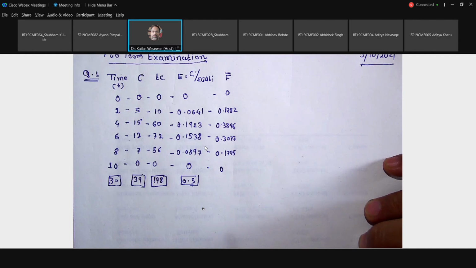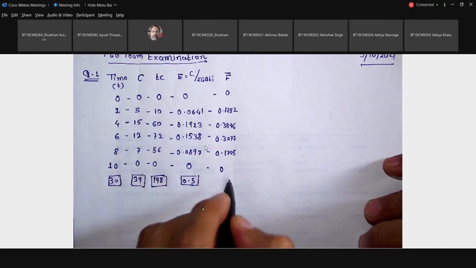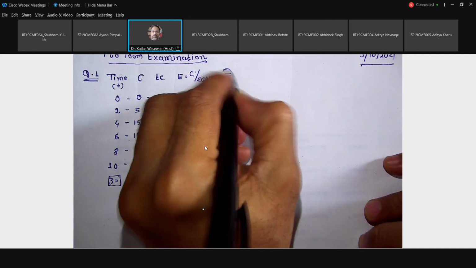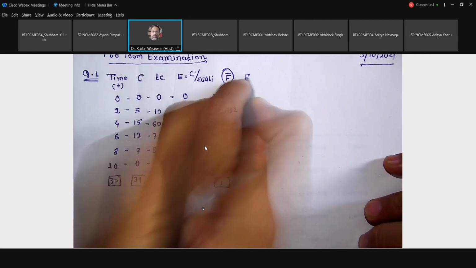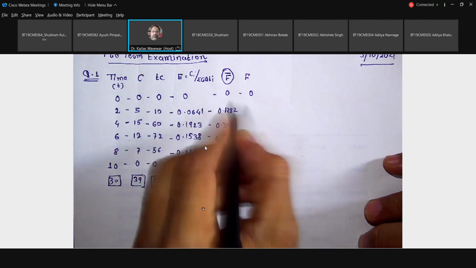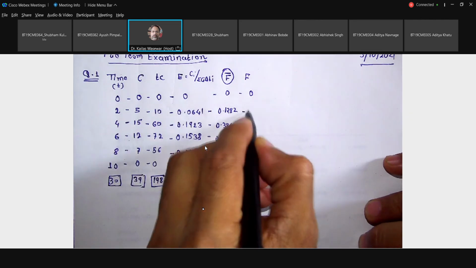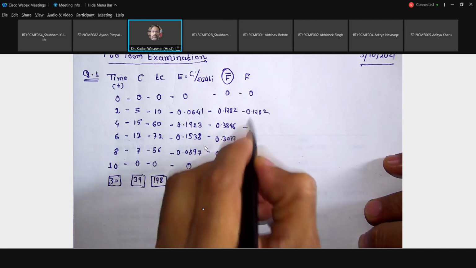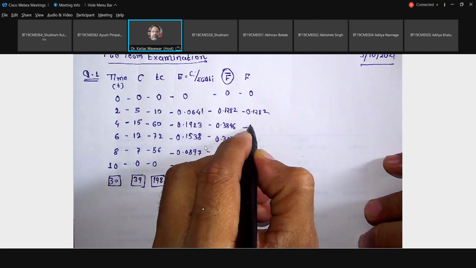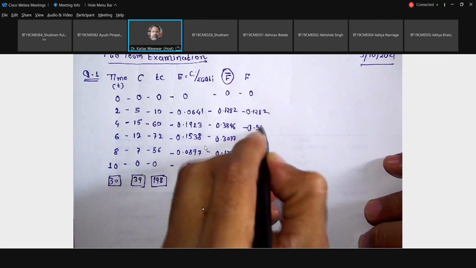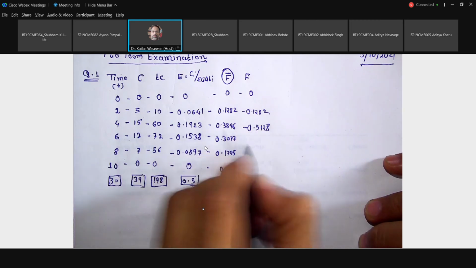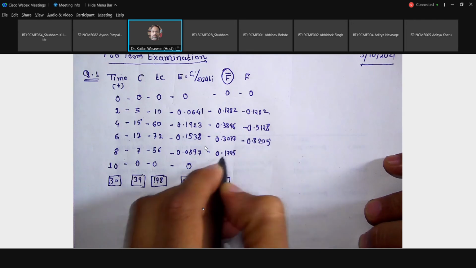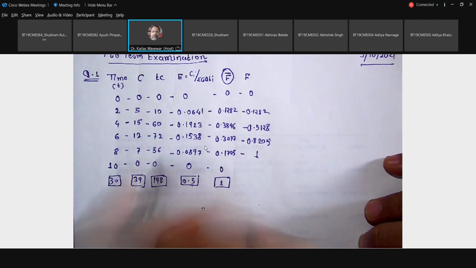So if you go for this cumulative one, it will be 1. But this is not our true F value. F value will be accumulating one. So 0 plus this 0.12, 0.1282, then this plus this 0.5128, then summation of these three will be 0.8205. Summation of all will be 1, and finally also it will be 1.